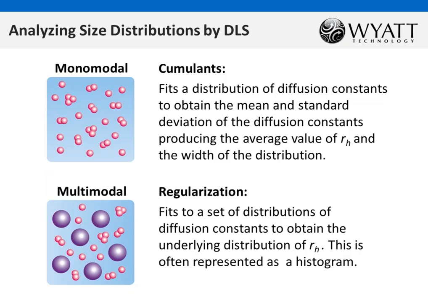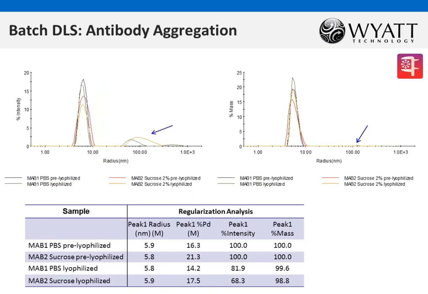Multimodal size distributions may be analyzed by regularization, a method to fit a set of diffusion coefficients and their distributions to find the underlying distribution of the hydrodynamic radius. An example of that is shown on the next slide.